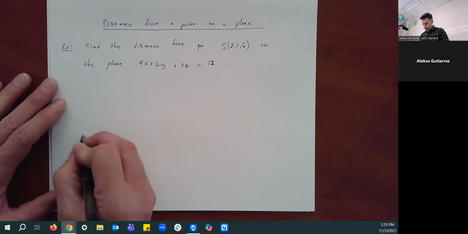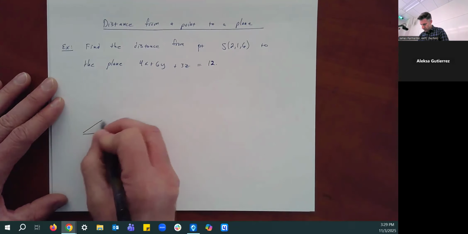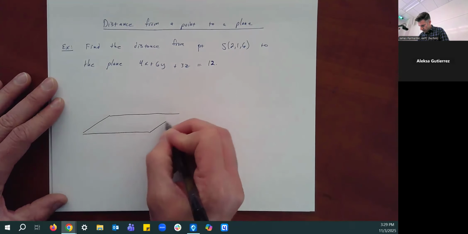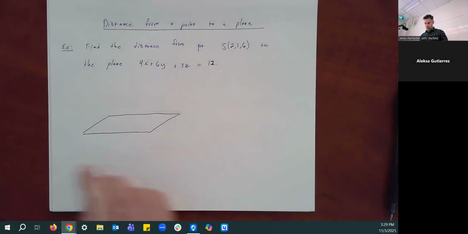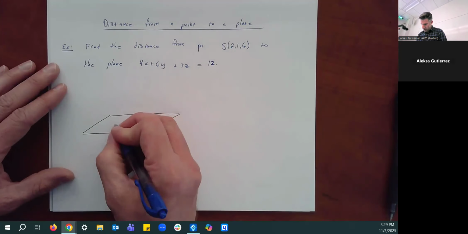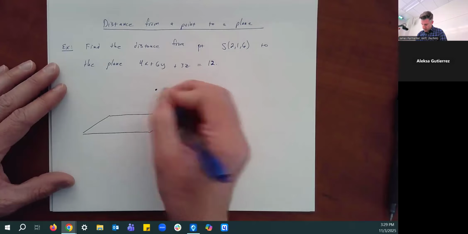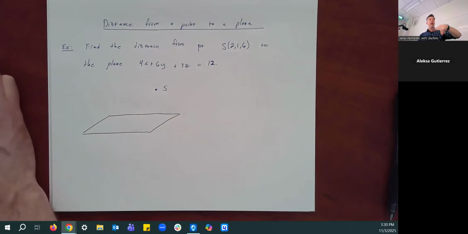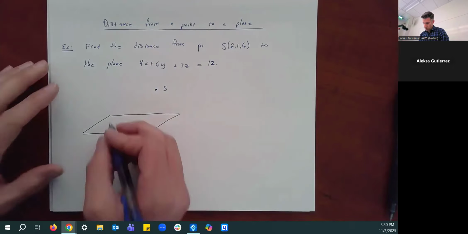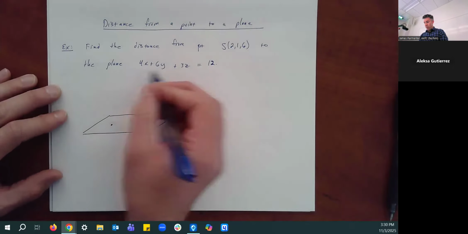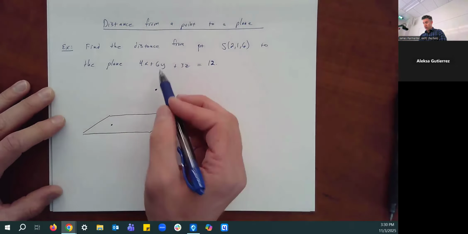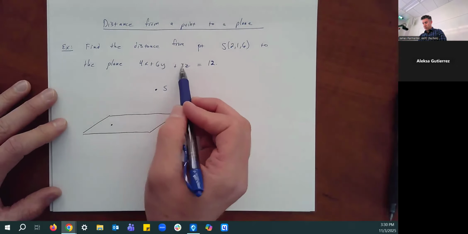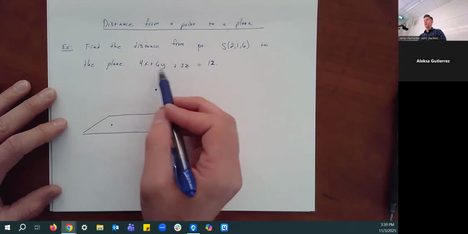So here's our plane. And let's say our point is over here. So here's the point S. And here's the mistake I always make that I'm not going to make this time. We don't drop a perpendicular from S onto the plane. We pick a point on the plane. And again, you can just pick any old point that satisfies this equation. You could pick (0, 0, 4) or (0, 2, 0) or (3, 0, 0), right? There's lots of choices here.